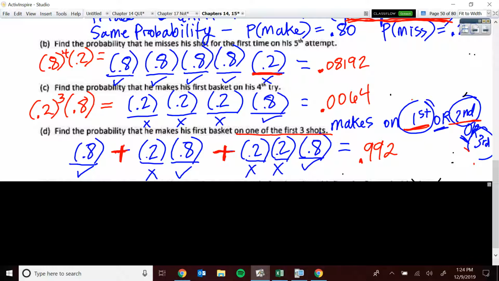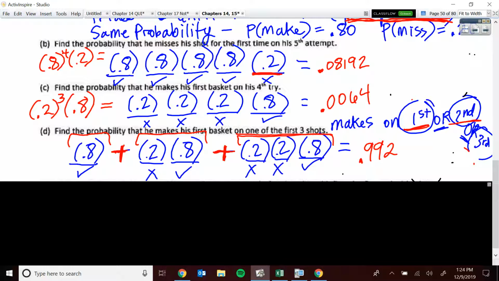See, this is making it on the first shot. This is making it on the second shot. And this is making it on the third shot. Because it says making his first basket, that was the key as to why we don't put those 0.2s behind it. Making the first basket on one of the first 3 shots.